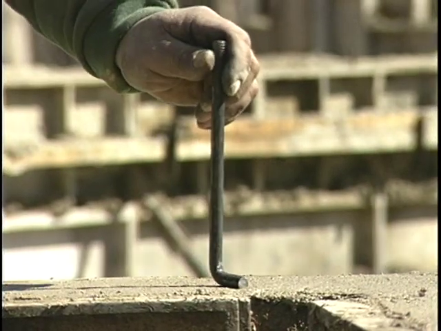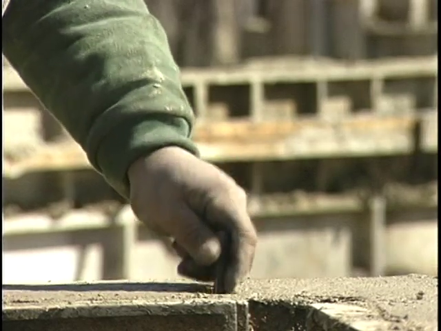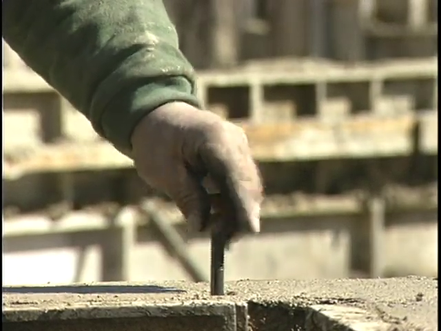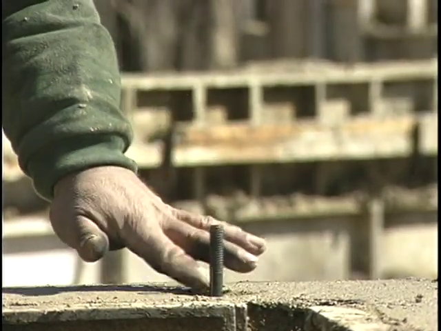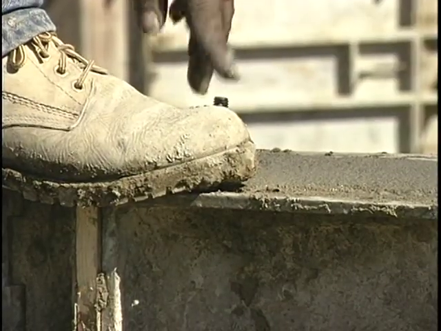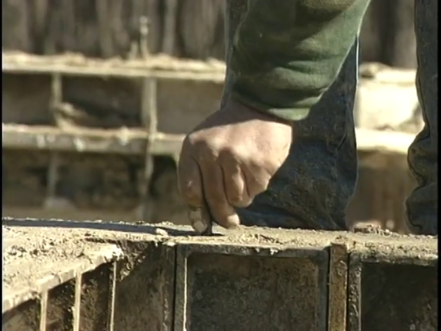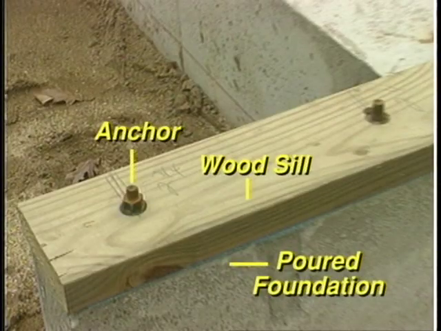While the concrete is still wet, 1/2-inch anchor bolts are installed into the top of the poured wall. These anchors will be used during floor framing to secure the wood sill. They are spaced not more than 4 feet apart. The anchors should protrude above the poured wall at least 3 inches so that a nut can be installed over the 2x sill.